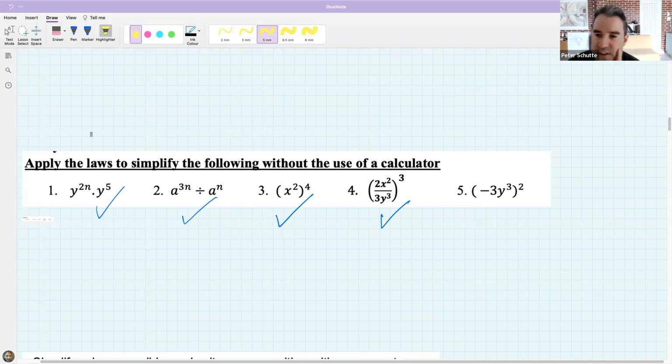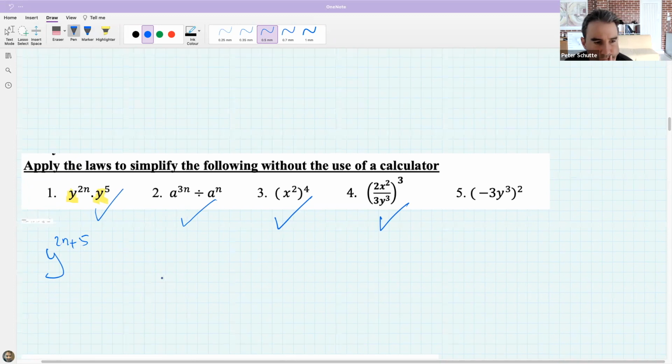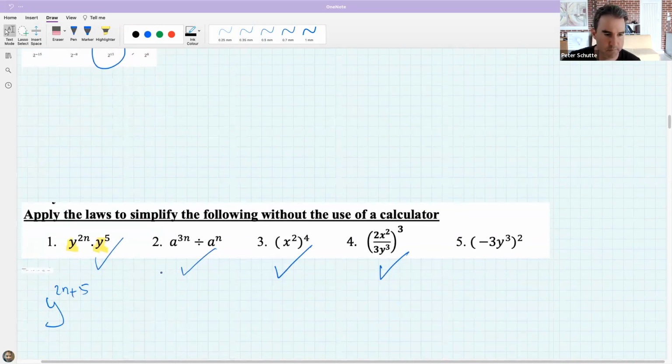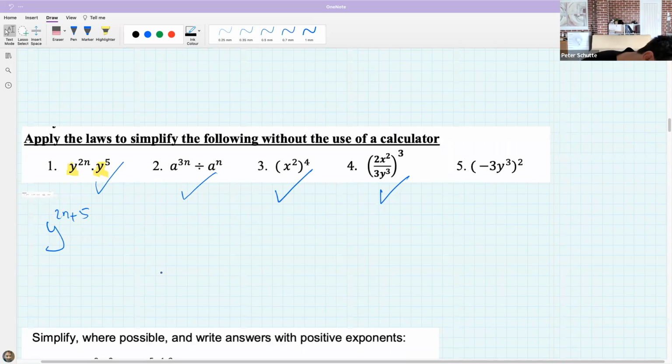So I'm seeing in the chat, a lot of people are noticing that the bases are the same. And so the answer for the first one is just y to the power of 2n plus 5. For the second one, I like to write it like this sometimes. It helps me understand what's going on there.